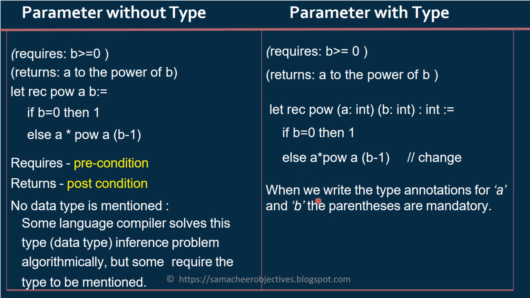So when we write type annotations, that is, when we specify the data type for a and b, the parentheses are mandatory, that is, compulsory. When you are specifying the data type, this parenthesis is a must. When we do not specify the data type, parentheses are not compulsory.